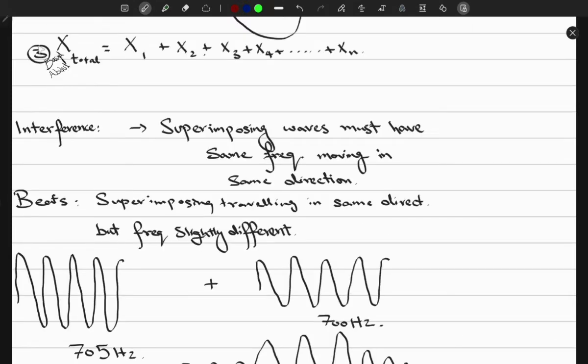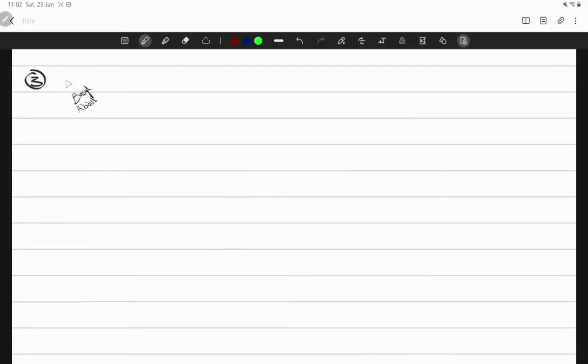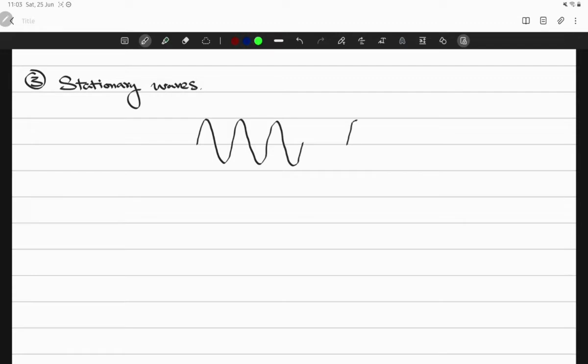The next application is to stationary waves. Now remember, these applications are for the principle of superposition, and stationary waves are simply produced when you have two waves of the same frequencies. So you can say maybe this is a wave and then you have a similar wave. Let's just copy paste this thing.